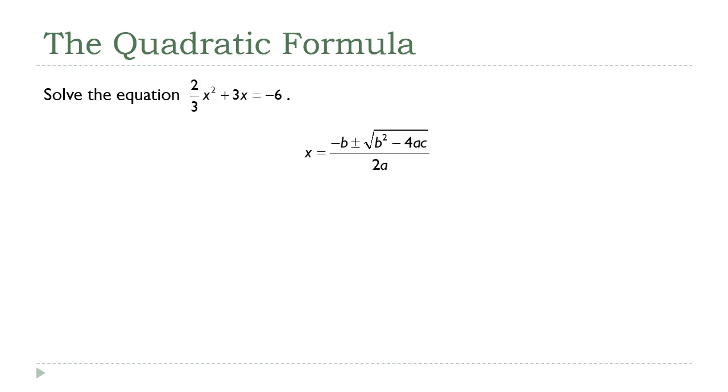Okay, so how about this thing? 2/3 x squared plus 3x equals negative 6. Well, the first thing I have to do, remember, to use this formula, I've got to set the equation equal to 0. And that's easy enough. We'll just add 6 to both sides. And that gives us 2/3 x squared plus 3x plus 6 is equal to 0.